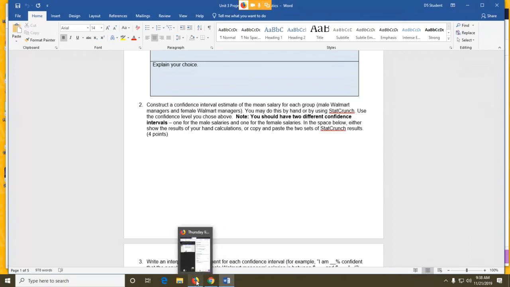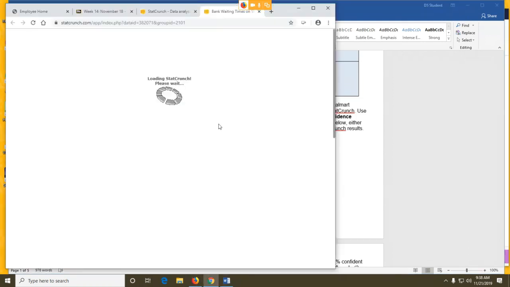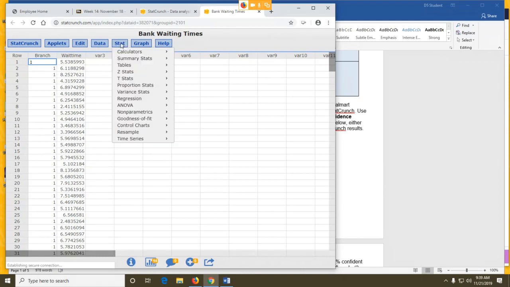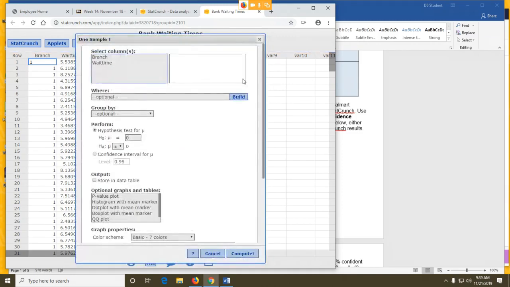If you're doing confidence intervals in StatCrunch, I'm just opening a random data set. If I want to do a confidence interval for the mean of the wait times, then I'm going to do t-stats. And for this, right now I'm just going to do one sample. So I'm just going to take this whole thing together and do a confidence interval for all of this data together. So I'm just picking my column here and I'm choosing confidence interval.